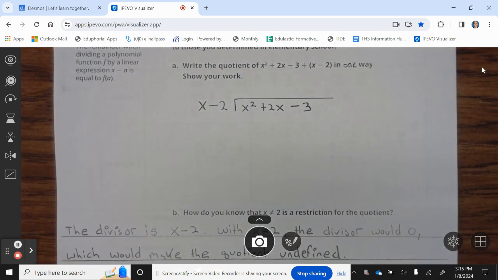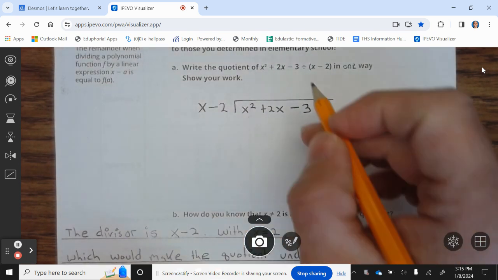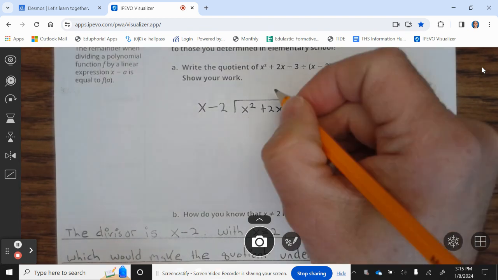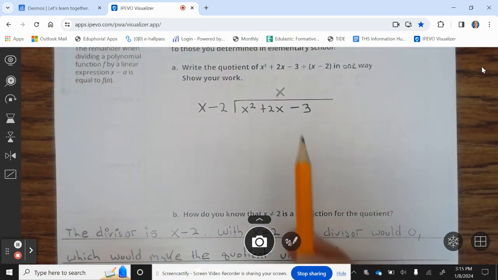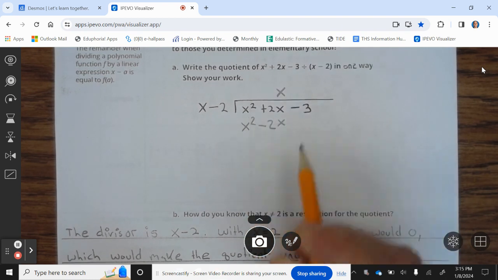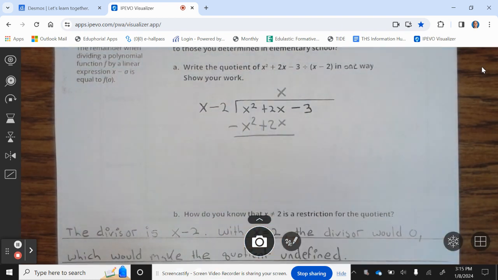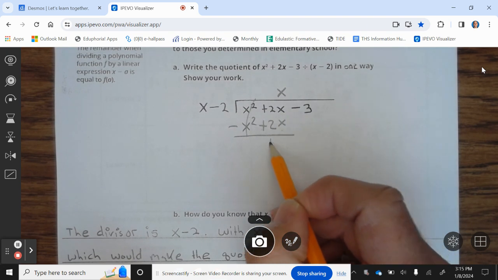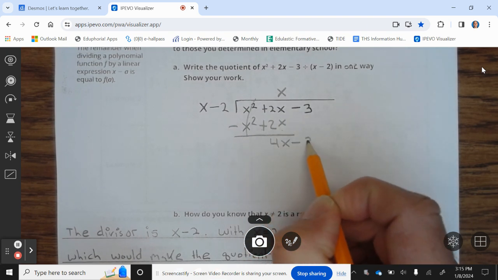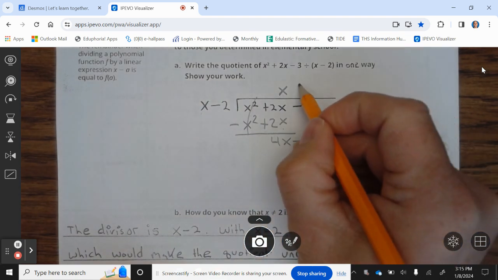A. Write the quotient of x squared plus 2x minus 3 divided by x minus 2 in one way. Show your work. All right, so we have to ask ourselves, what do you multiply x by to give you x squared? The answer to that is x. x times x minus 2 is x squared minus 2x. We subtract. When you subtract a negative, it becomes positive. Cancels. 2x and 2x is 4x minus 3. Now we ask ourselves, what do you multiply x by to give you 4x? The answer to that is plus 4.